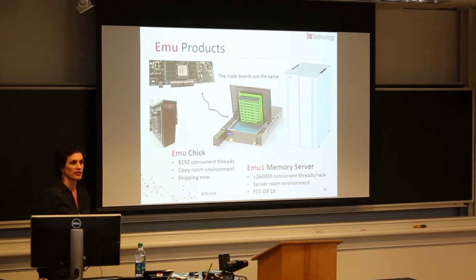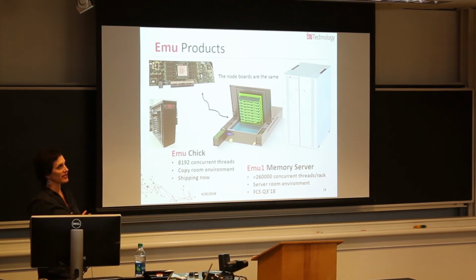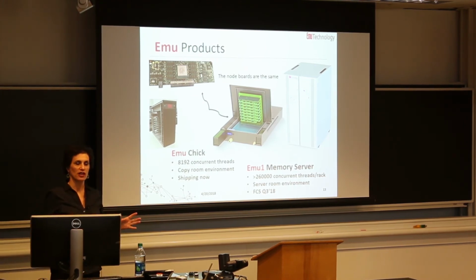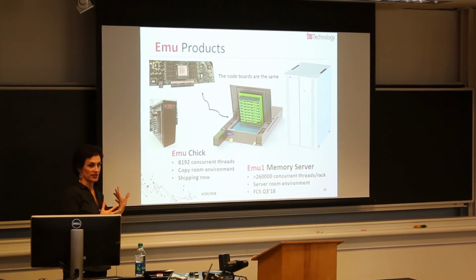And here's what we have. Here's what we're building. This, we call it the chick here, is our small system. This is what we're delivering today. That has 8 nodes in it. Each node has 8 what we call nodelets. Each nodelet has 4 cores. Each core is capable of running 64 threads. I have this all in a picture. In the interest of time, I didn't put it up. But anyway, the point is lots and lots of threads can live in this system.